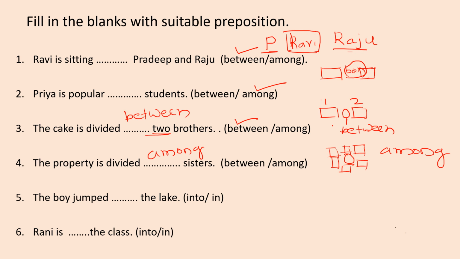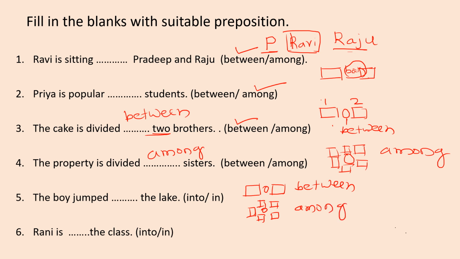Between will come. So I told only this much today in this session, that if the things are two, we are going to insert anything here, that time it is considered as between. If a thing is surrounded by so many objects or any elements, that time it will be considered as among. I hope you got the concept here.